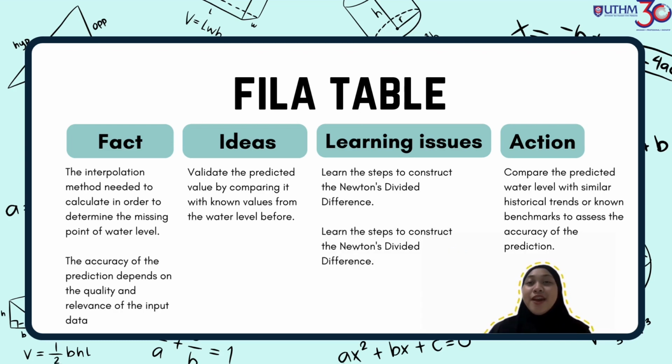And lastly, for the action, we have to gather historical water level data from the past years and apply Newton's divided difference. Next, we have to calculate the divided differences and use them to construct the interpolation polynomial. Lastly, compare the predicted water level with similar historical trends or benchmarks to assess the accuracy of the prediction.